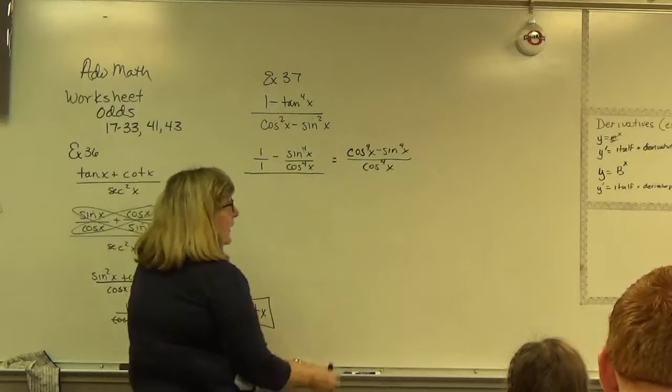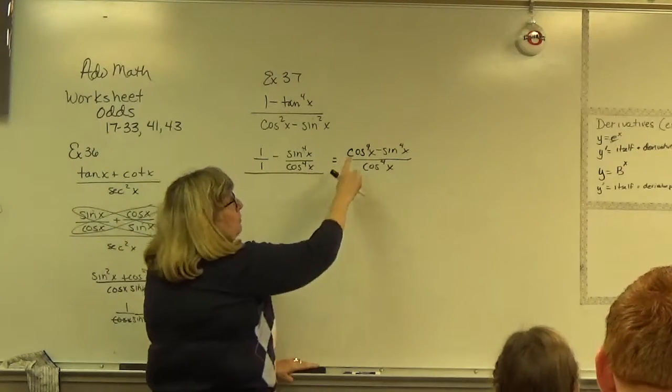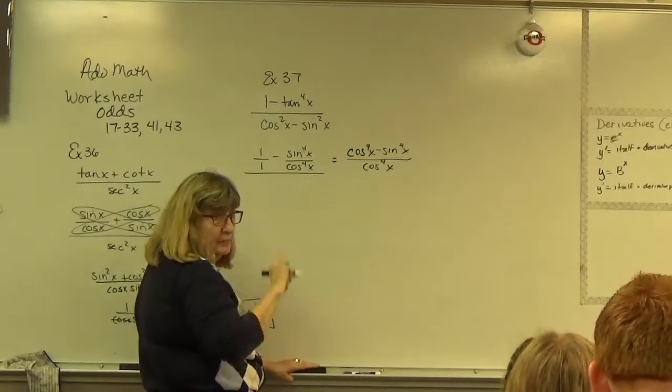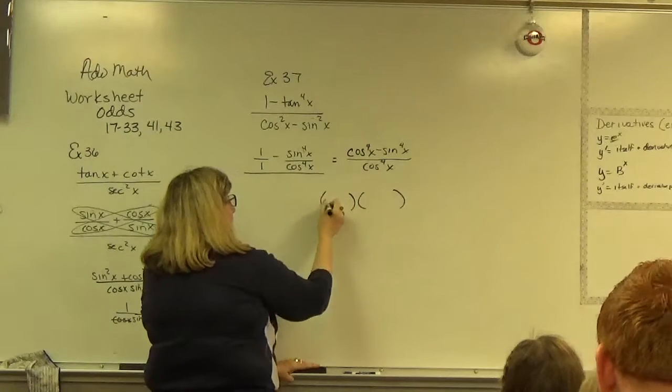Okay, so like a binomial? So it's a binomial? Yes, that's a binomial, but that we can factor, can't we? As a difference of two squares. What times what gives you cosine to the fourth?